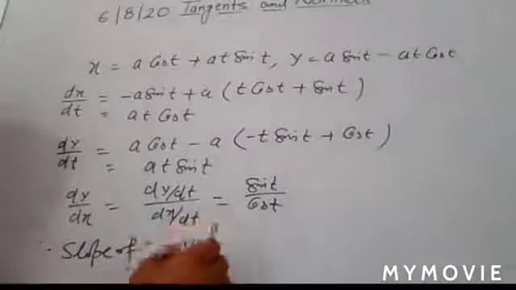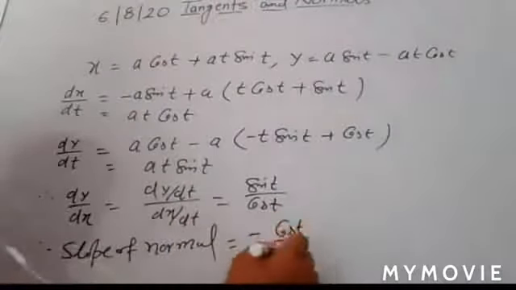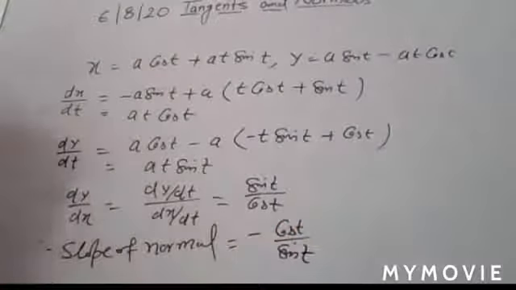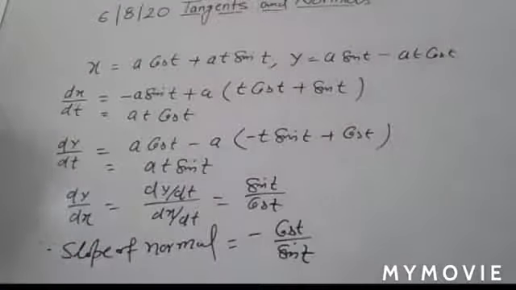So the slope of the normal: you change its sign and take its reciprocal. So you have minus cos t upon sin t. That gives the slope of the normal. Is it clear to everyone? Okay. So if the slope is known, then you can find the equation of the normal.